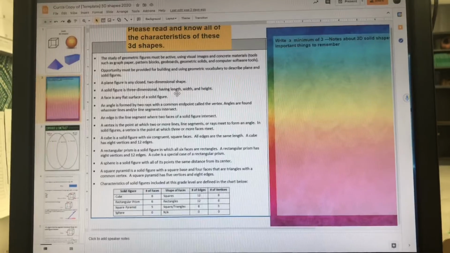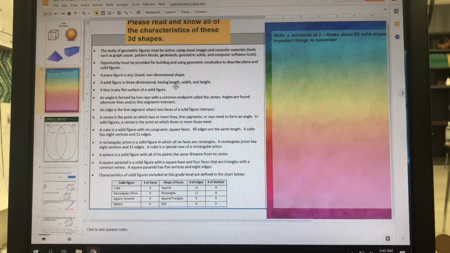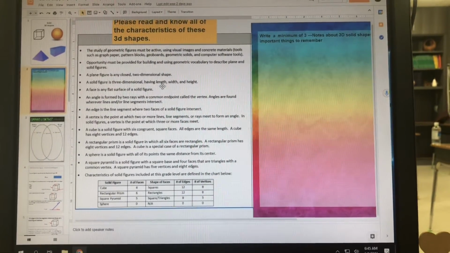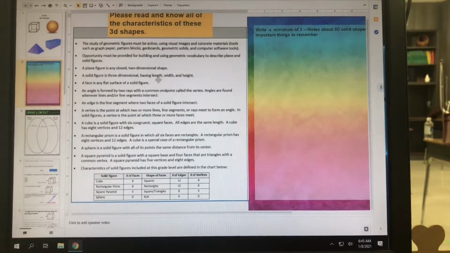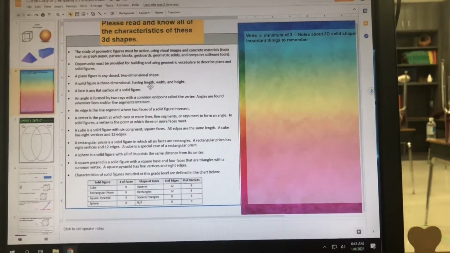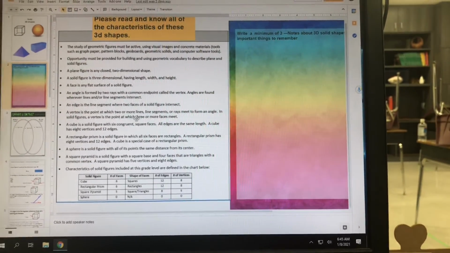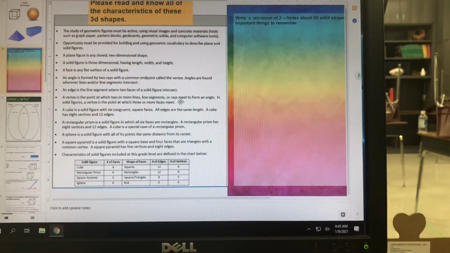A face is any flat surface of a solid figure. An angle is formed by 2 rays with a common endpoint called the vertex. Angles are found wherever lines or line segments intersect. An edge is the line segment where 2 faces of a solid figure intersect. A vertex is the point at which 2 or more line segments or rays meet to form an angle.